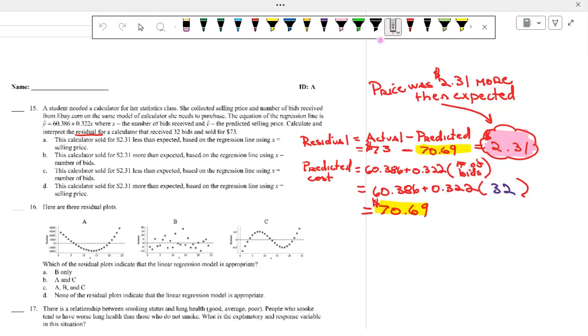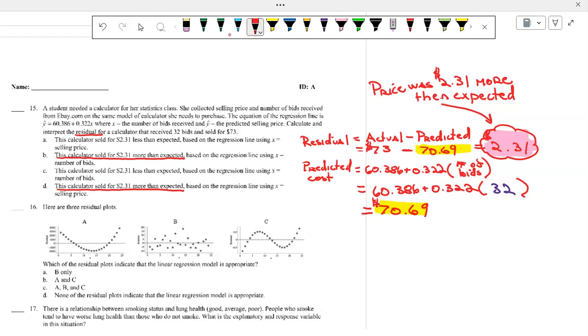So the actual selling price was $2.31 more than what we expected to pay using the regression equation. Okay, now when you're looking at your choices here, you have to be careful because two of them say that the calculator sold for $2.31 more than expected. Both C and D do that.